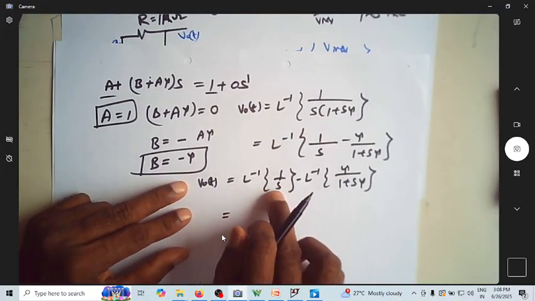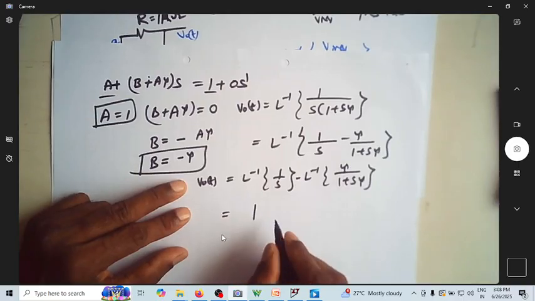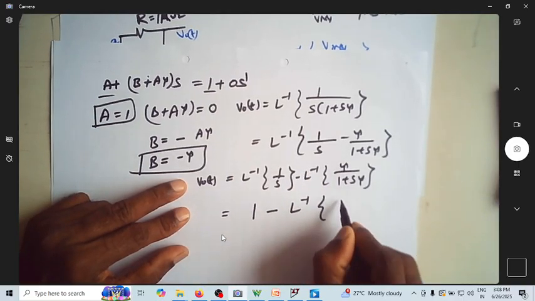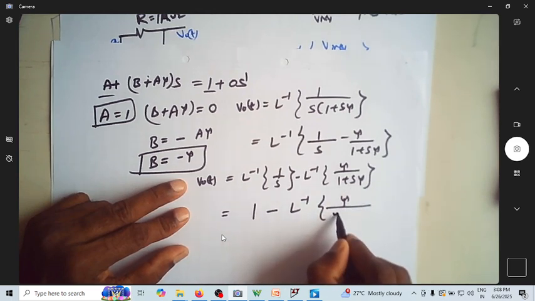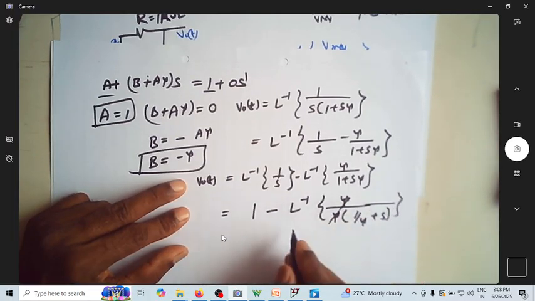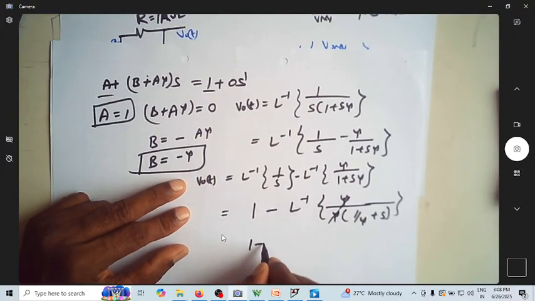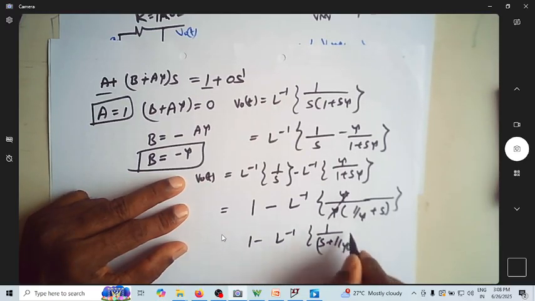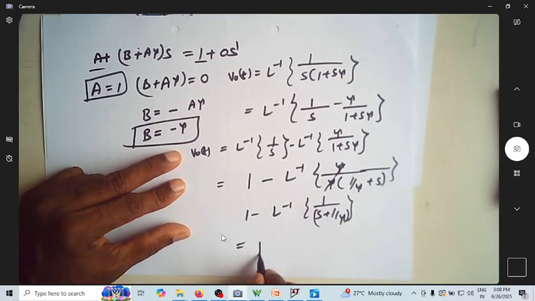So I know the Laplace inverse of 1 over s is 1. What is the Laplace inverse of this? Let me rewrite this, taking tau outside. So can I write it as 1 over s plus 1 over tau? Then this tau and tau will go off. So this is 1 minus Laplace inverse of 1 over s plus 1 over tau. So this is now equal to 1 minus.